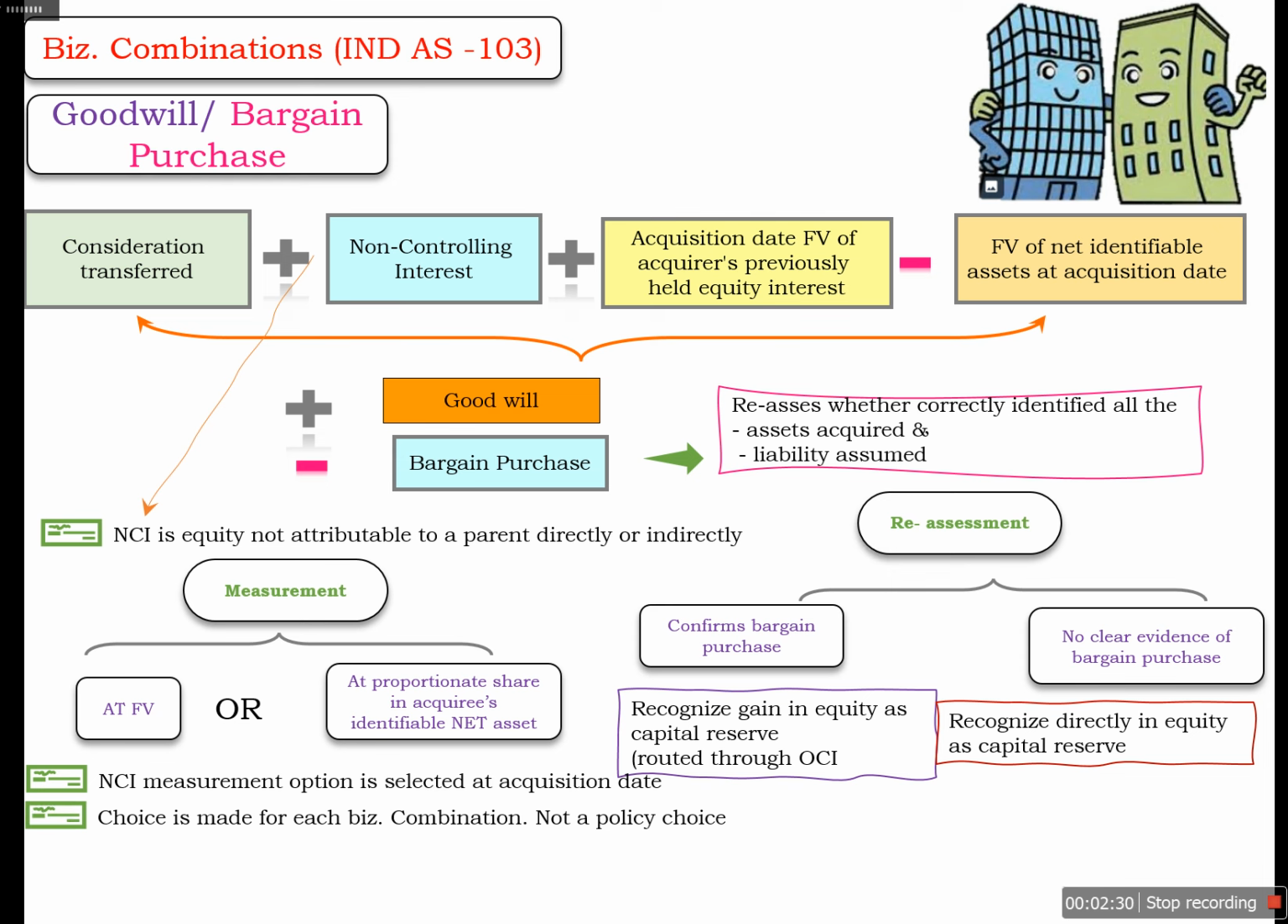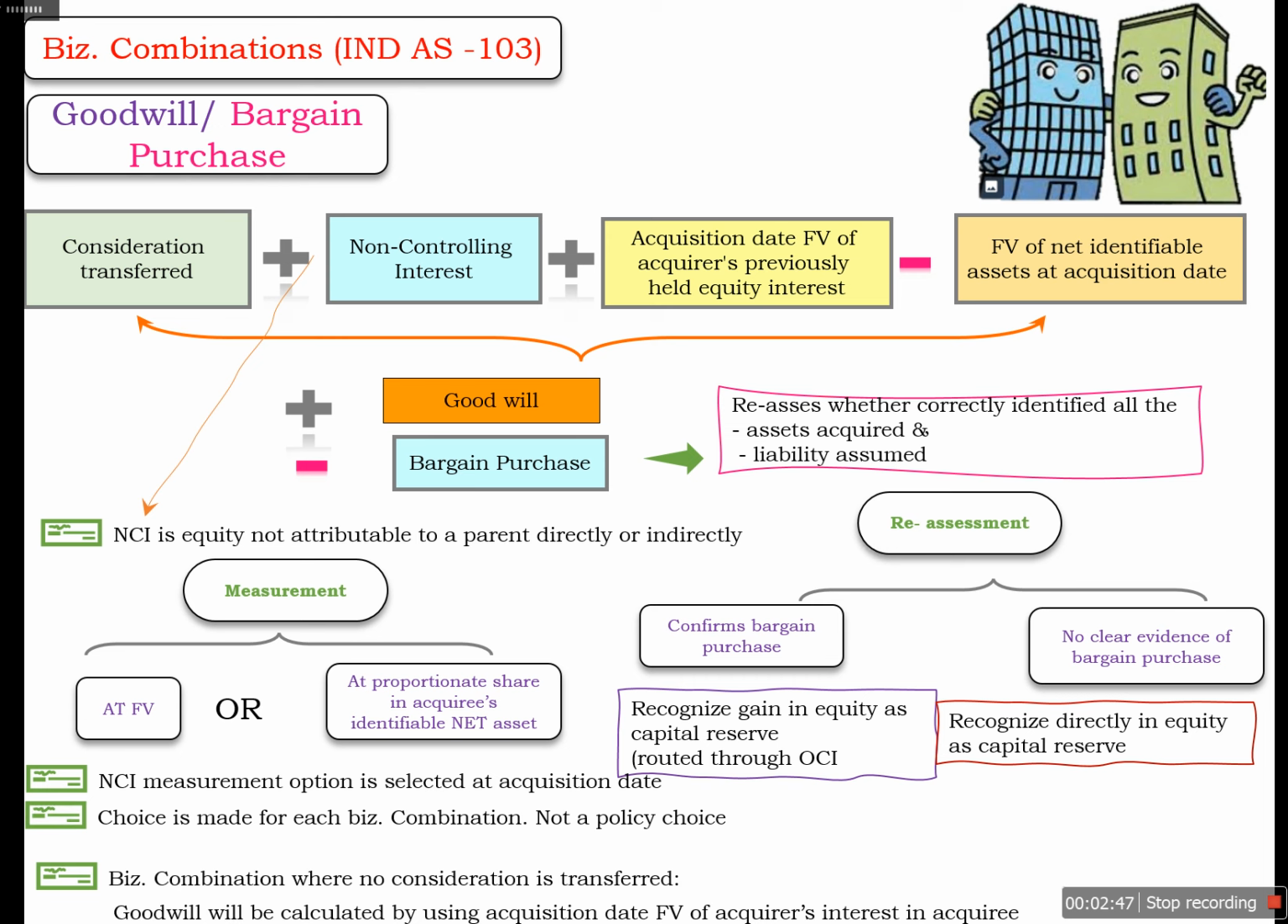So for different business combination transactions, we can have different options, different choices. For one transaction we can measure at fair value and for another we can measure at proportionate share in the acquiree's identifiable net assets, whatever is the choice made by the acquirer. And in a business combination where no consideration is transferred, goodwill will be calculated by using the acquisition date fair value of the acquirer's interest in the acquiree.